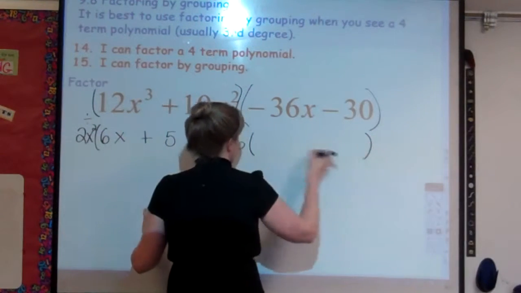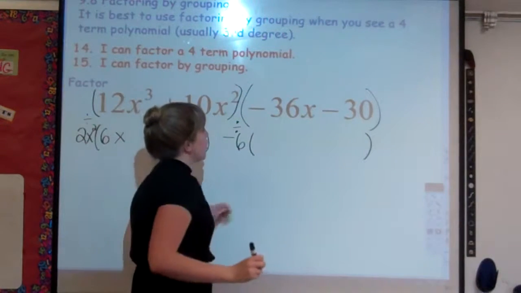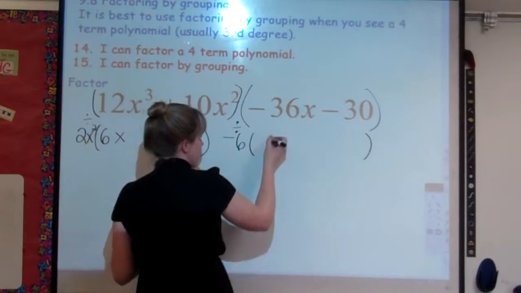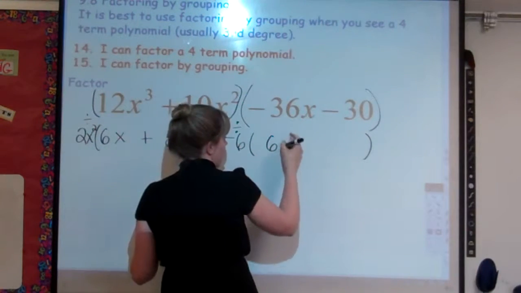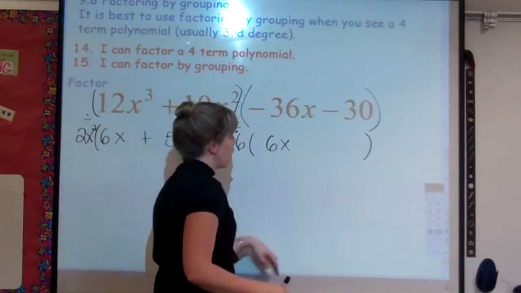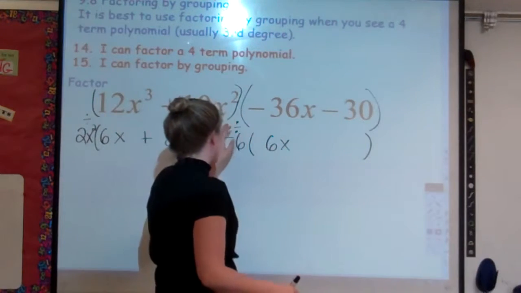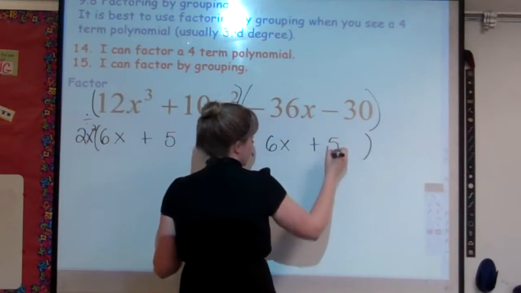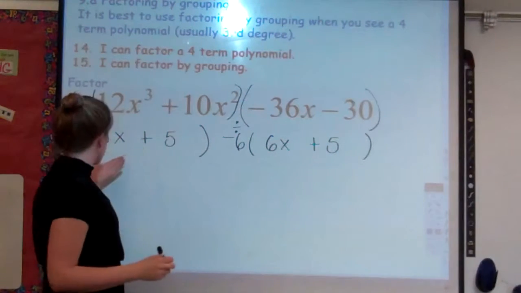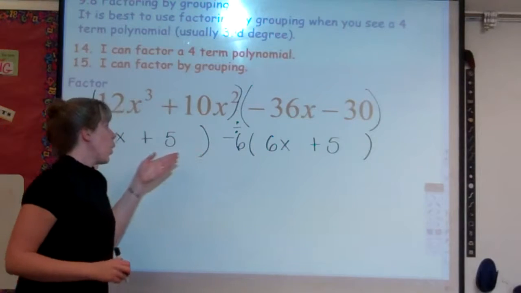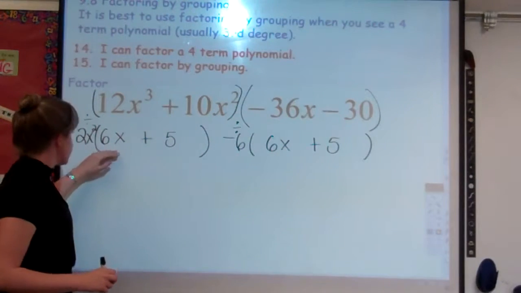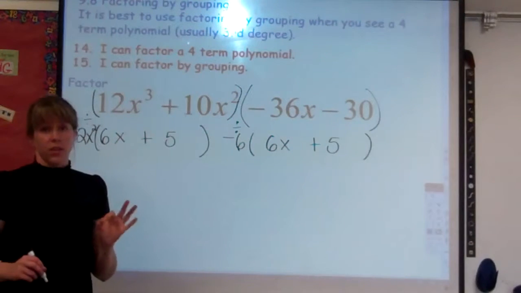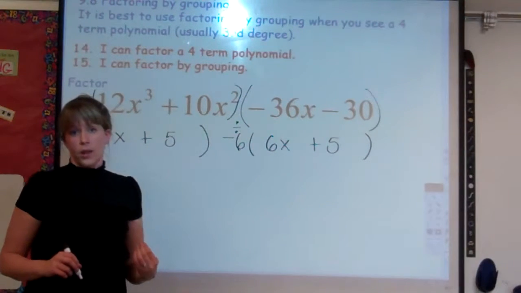So again, when I factor, I divide. Negative 36 divided by negative 6 is positive 6, and the x is left still. Negative 30 divided by negative 6 is positive 5. Now, as you can see here, after I've factored, my leftovers, what's left in the parentheses, is exactly the same. And that means I know I did it right.